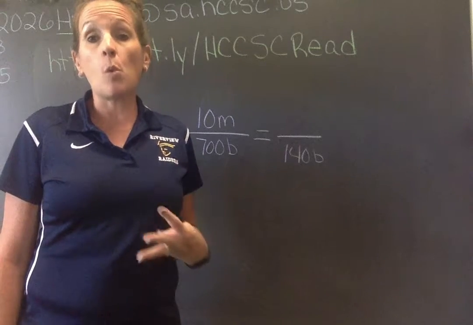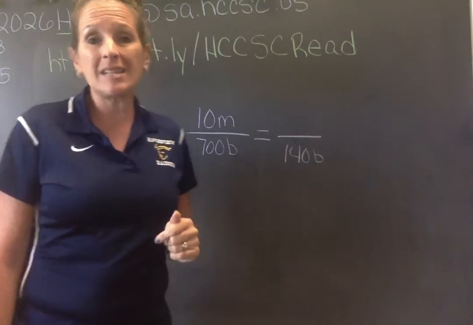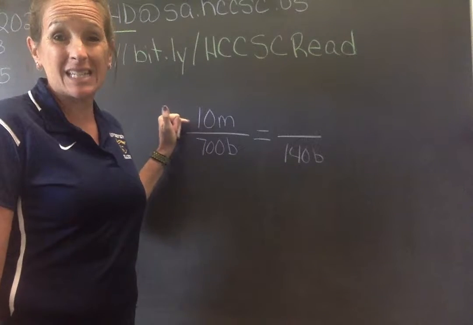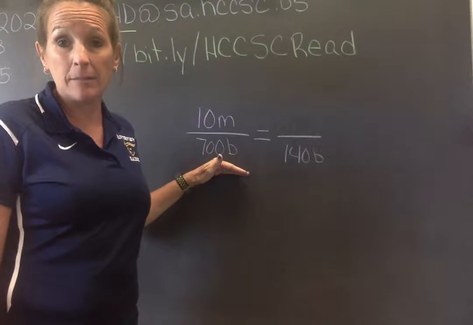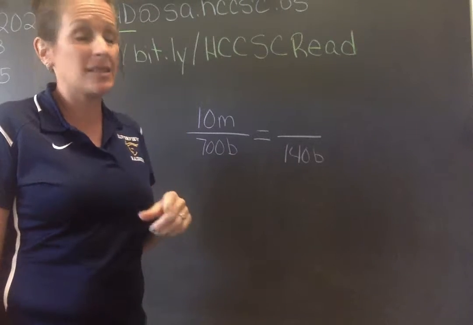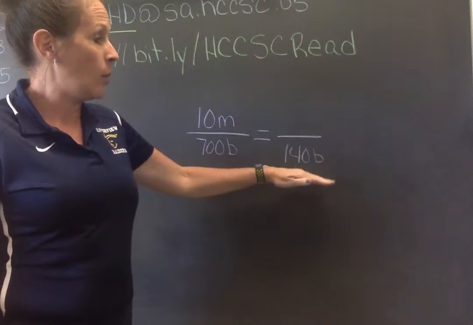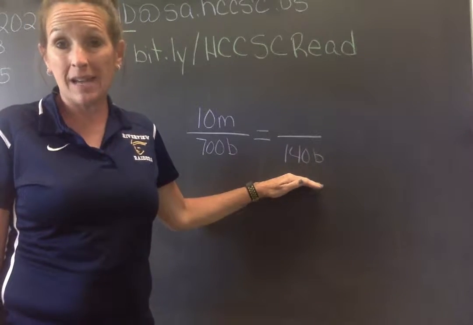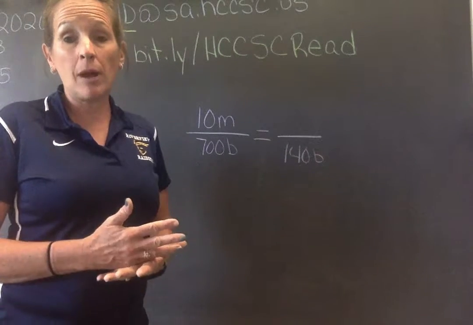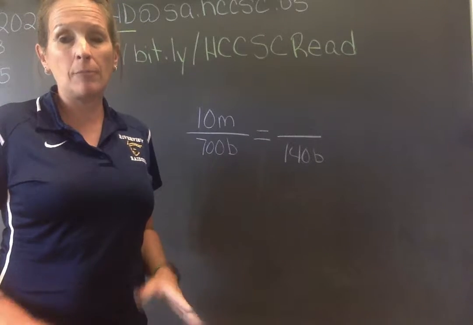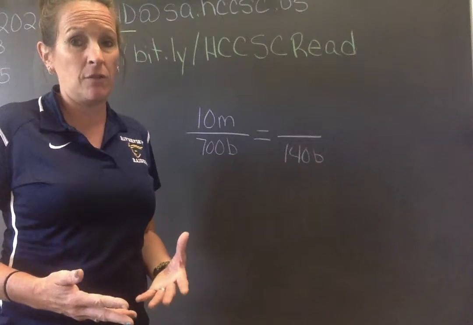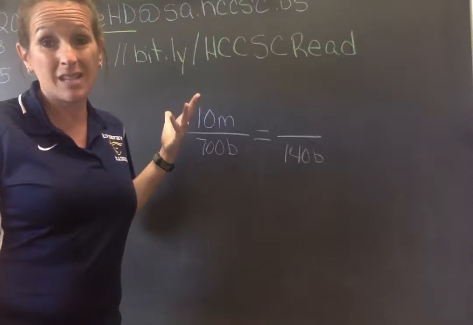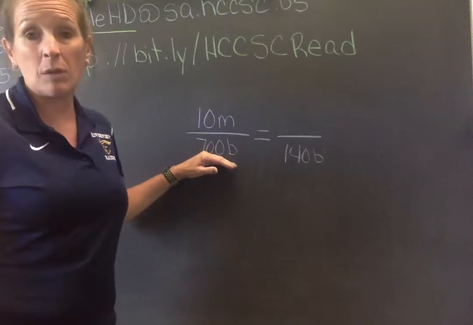So number 4 for your homework assignment today says a human heart will, in 10 minutes, beat 700 times. And then it asks, how many minutes will it take to beat 140 times? You'll set up the problem just like you've been setting them up. Generally, with the first two numbers they give you, you set up your ratio. The first number they gave me was 10 minutes. The second number they gave me was 700 beats.